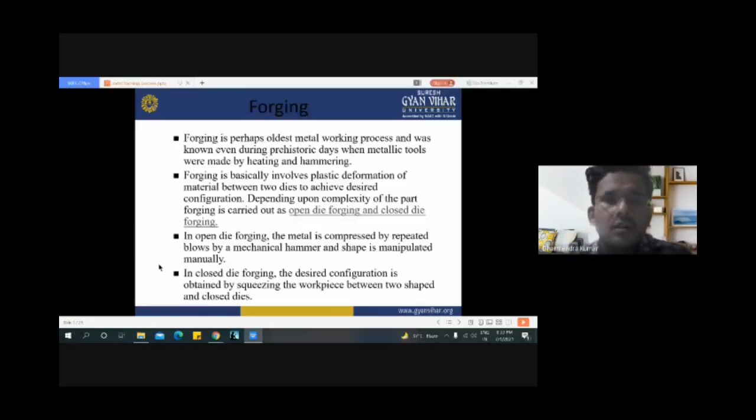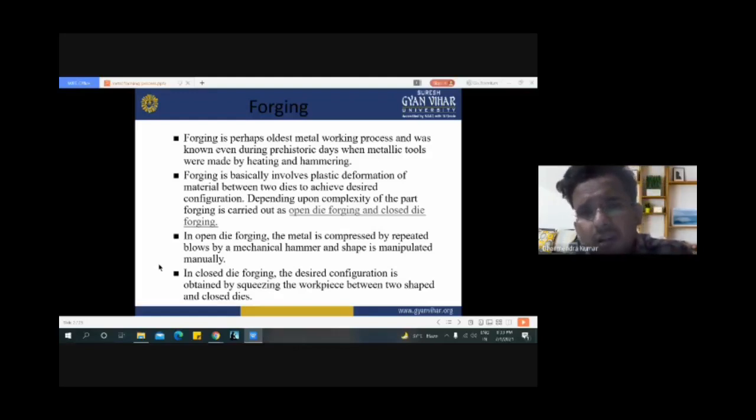The first one is the forging process. Forging is perhaps the oldest metal working process and was known even during prehistoric days when metallic tools were made by heating and hammering. We have seen in many villages that one person comes with an agricultural tool, and the man hits and hammers that tool to make it more effective and better performing in the cultivation process.